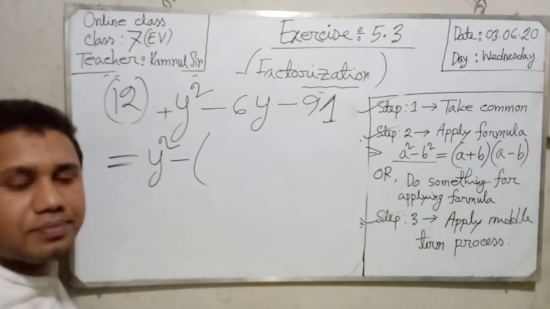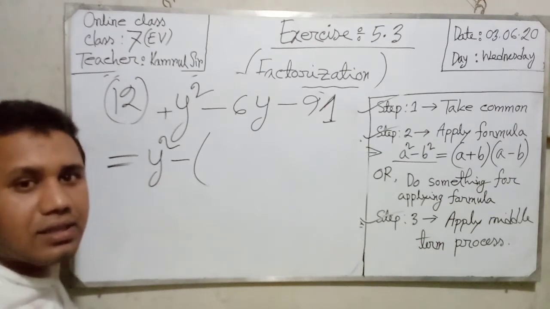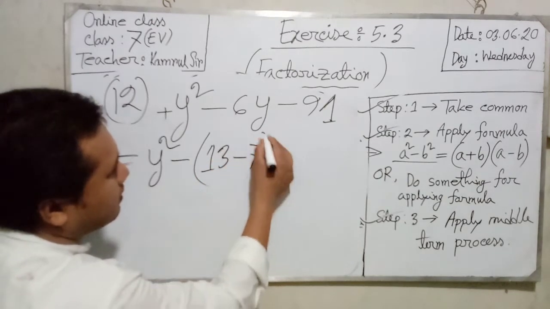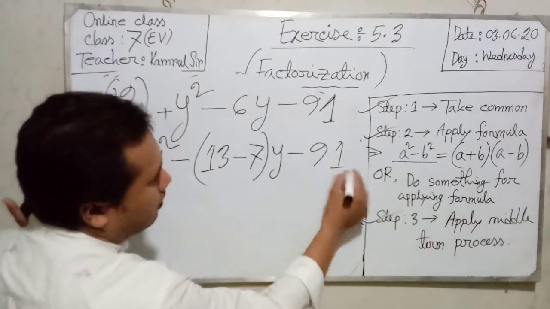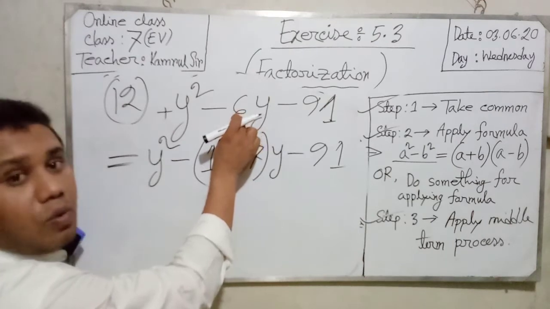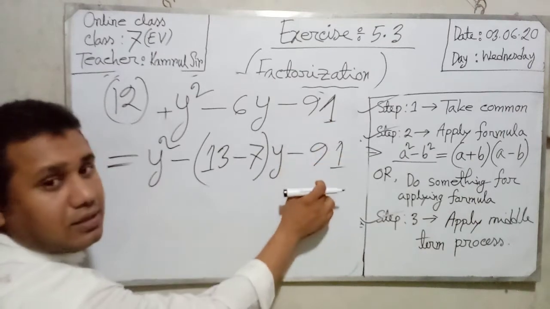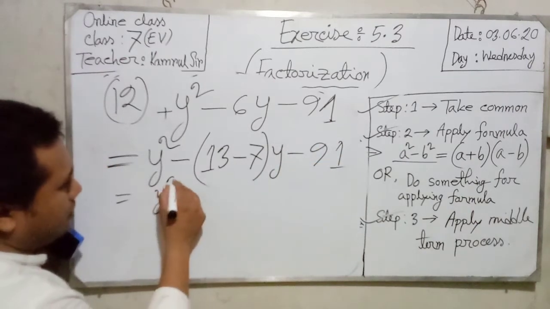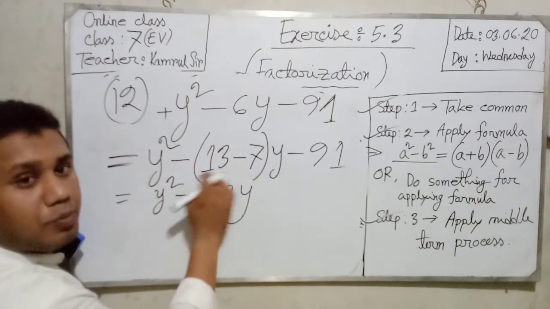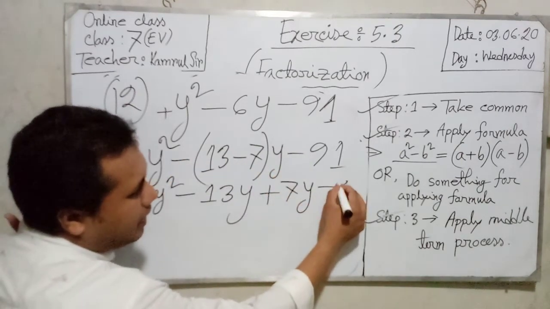Which numbers can you take? Try to think. Yes, 13 and 7. Now 13 minus 7. Why minus? Because these two signs are different. So for replacing the middle term, I have written 13 minus 7. This is y and this is 91. Now remove the bracket: y square minus 13y, minus minus plus 7y minus 91.